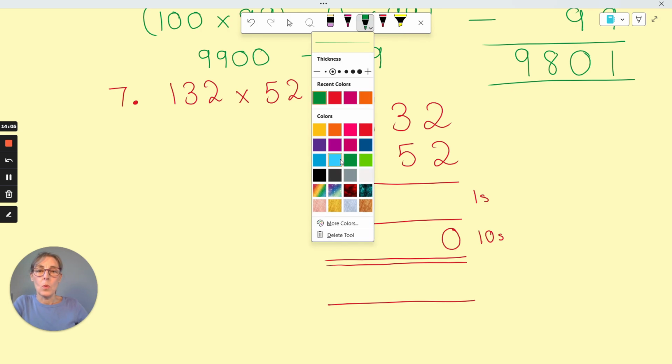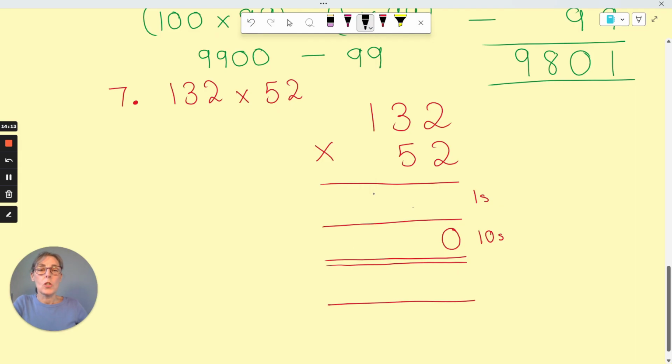Let's go for a different colour. Let's go for black here. So I'm going to do the ones. 2 multiplied by 2 is 4. 2 multiplied by 3, 2 3s are 6. And 2 multiplied by 1 is 2.